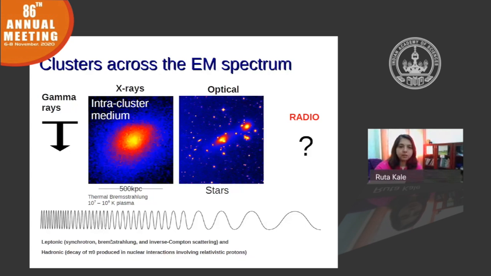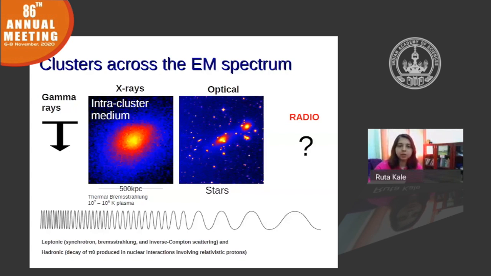And the processes that are operational in these systems are leptonic as well as hadronic. Some of the radiation mechanisms I have listed here: synchrotron, Bremsstrahlung and inverse Compton scattering. And in the hadronic, we have the collisions between the relativistic protons and thermal protons and so on. And these are relevant for some of the things I'll be talking about later.